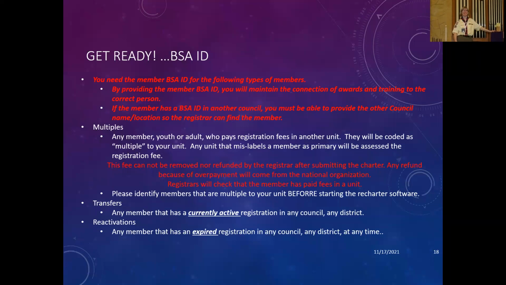A reactivation is any member that has an expired registration in any council, any district at any time. And you want to use this for someone coming to you that has been a previous member. By using their expired BSA ID, we can still collect any of their advancements or trainings or ranks that they earned under the other BSA ID. And we can reactivate that existing BSA ID.